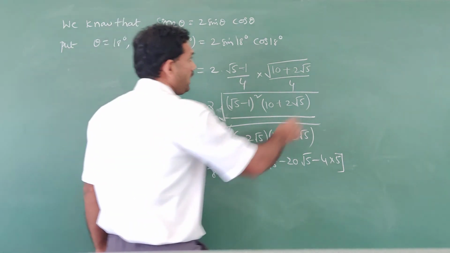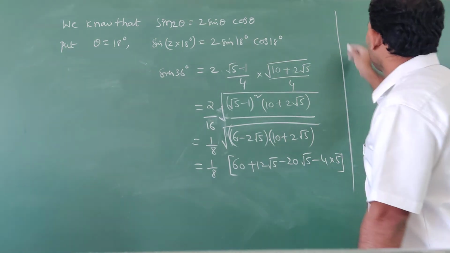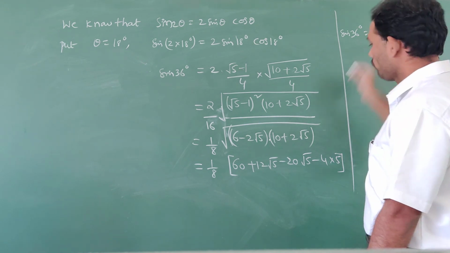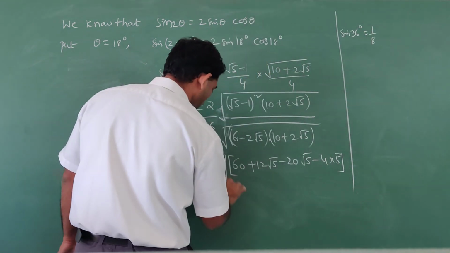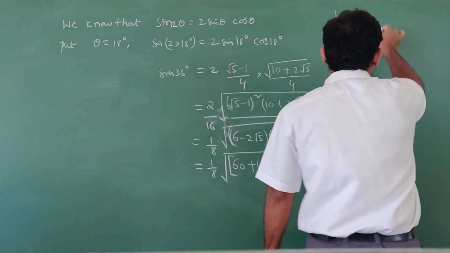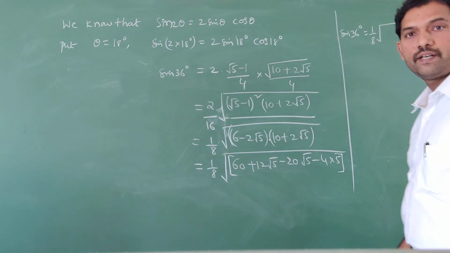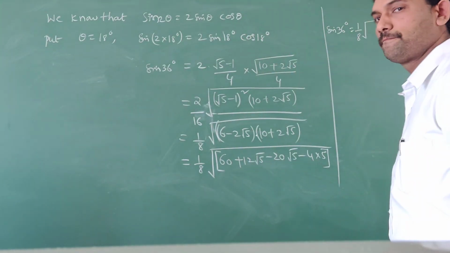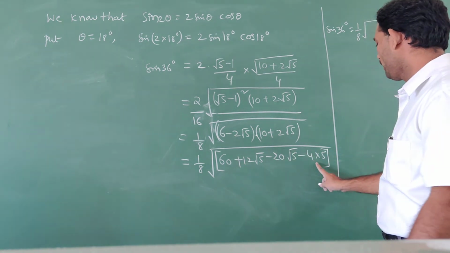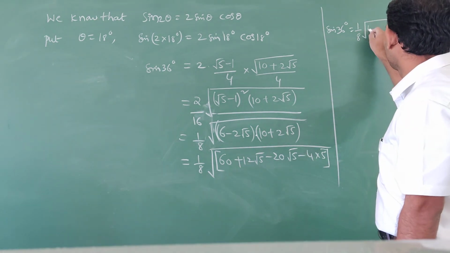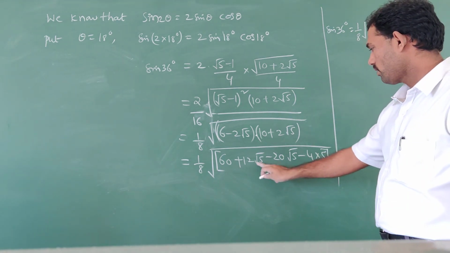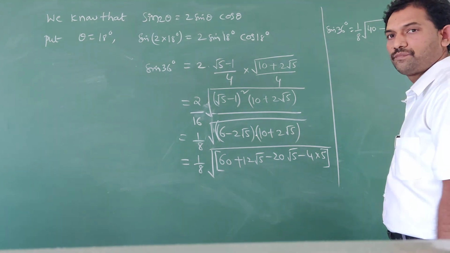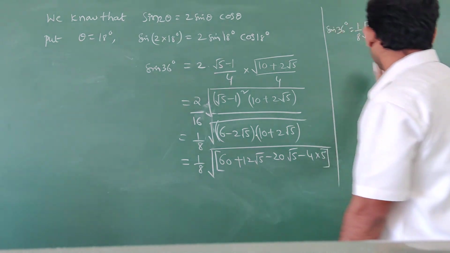Now 1 by 8, sin 36 degrees equals 1 by 8. Inside the root is missing. You take root. This is 60, this is minus 20. How much? 40. Next plus 12 root 5 minus 20 root 5 means minus 8 root 5. Right? Now what value is common in these two?